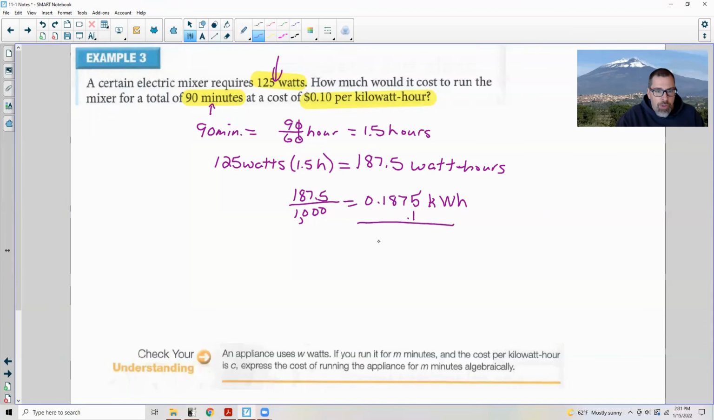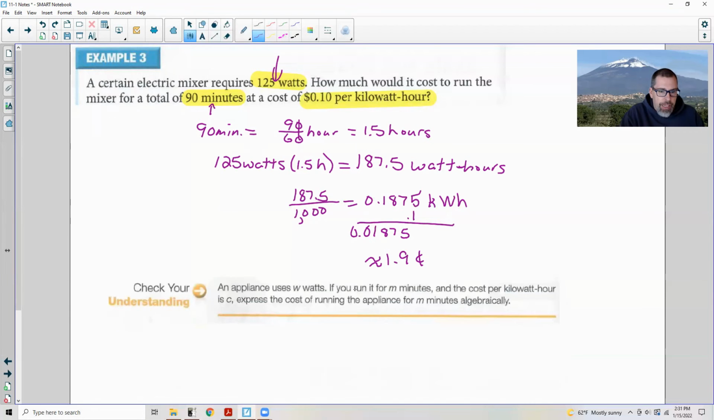Okay, and then all that is going to do is give us 1,875, and it's going to move the decimal 1 place to the left. And so now it's 0.01875. So the mixer cost, and that's a penny, just under 2 cents. Okay, so that'd be an approximation of 1.9 cents to run this mixer for an hour and a half.